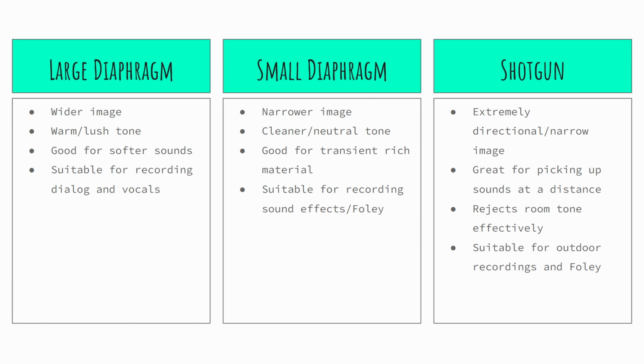Small diaphragm microphones have a narrower image and are much more neutral in nature. They're great for transient-rich material and are suitable for capturing sound effects and Foley.